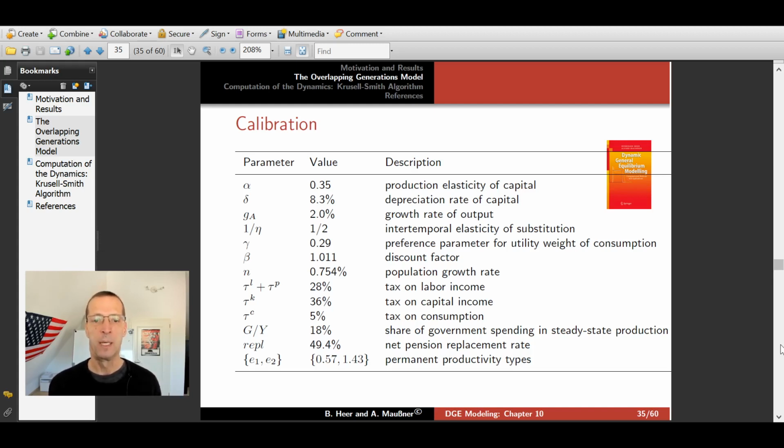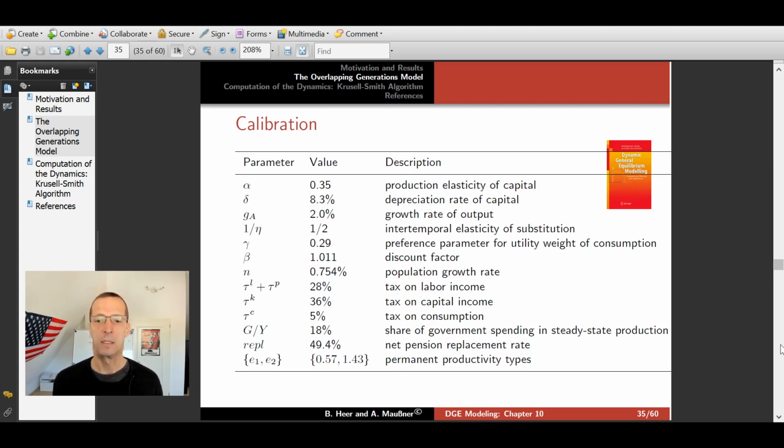These values are taken from Trabant and Uhlich. The growth rate of output in the United States is approximately 2% over the last couple of decades, and the intertemporal elasticity of substitution, like most often in our book, we set equal to 1/2. The preference parameter gamma, which determines the weight of consumption in utilities, is set equal to 0.29, so that average labor supply is equal to 0.3, and the discount factor beta is set to 1.011, in excess of 1 because we also have stochastic survival in our model. Population growth rate is equal to 0.754%.